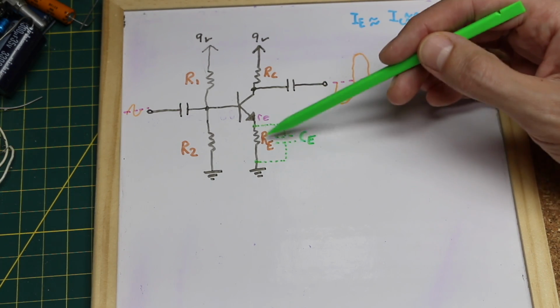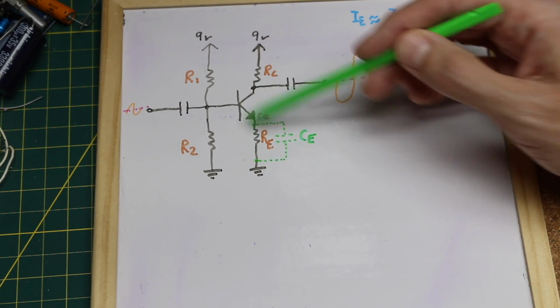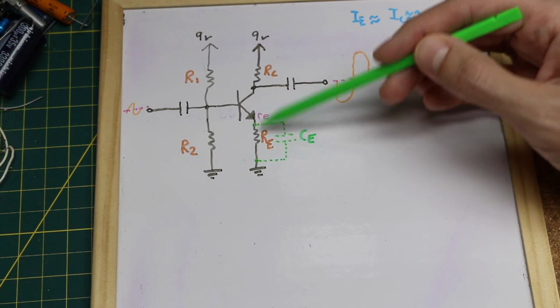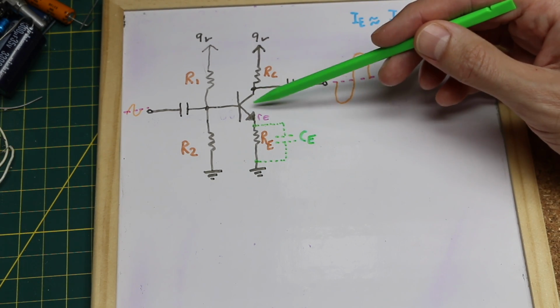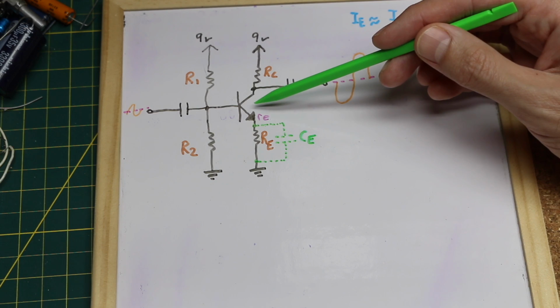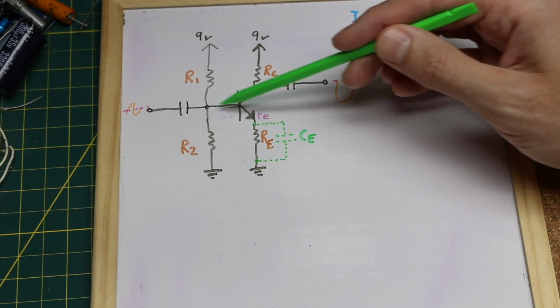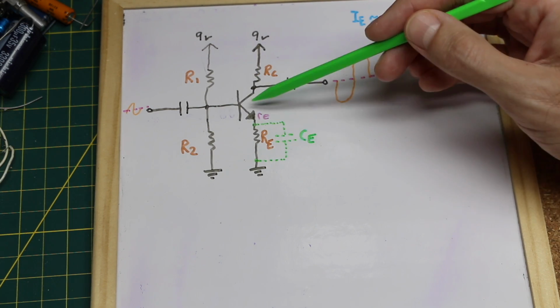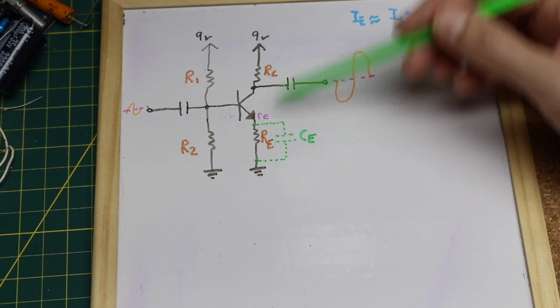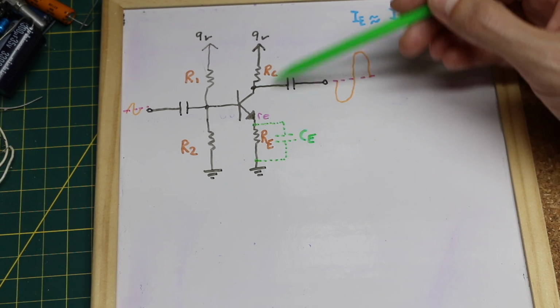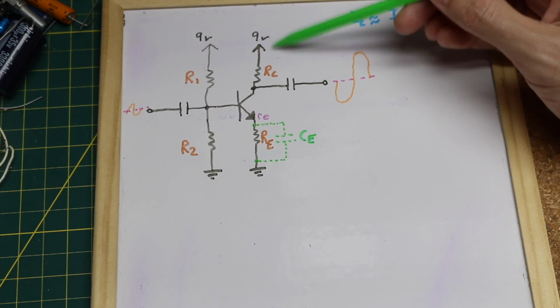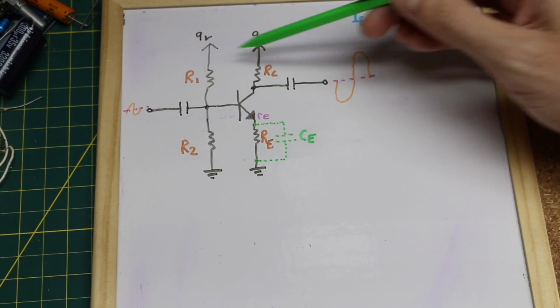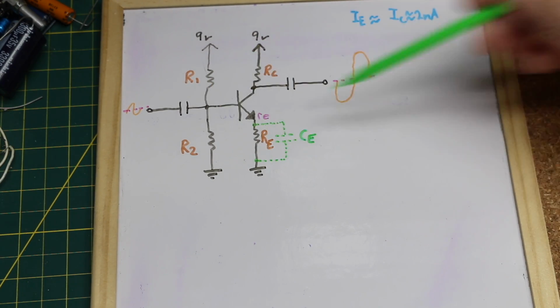So the emitter resistor provides a form of negative feedback to keep things stable, because different transistors, even from the same manufacturing batch, can have different betas, and beta can change over temperature. We can have changes in the emitter and collector current if we have supply voltage changes, so everything is a lot more stable in this configuration.